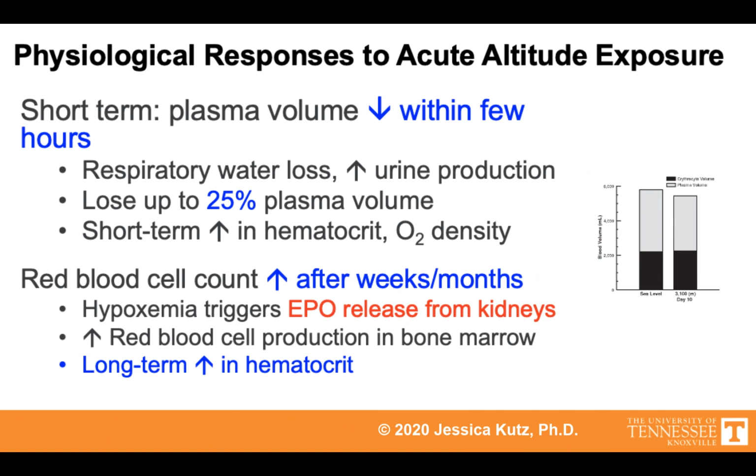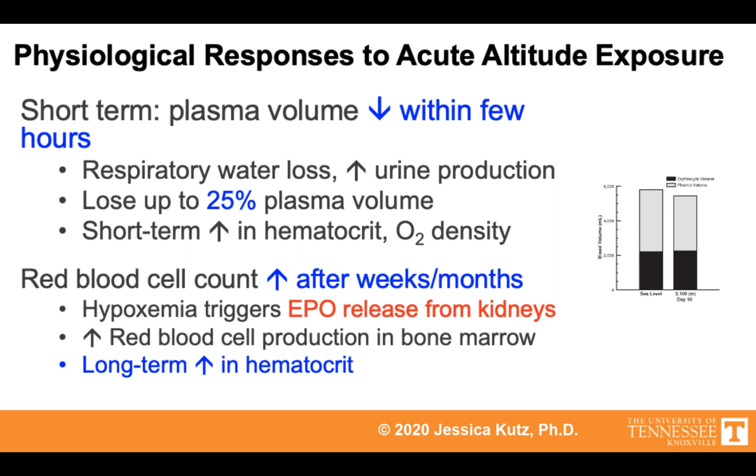So one of the short-term adaptations that we have with acute altitude exposure, meaning you go out to altitude, what are some of the very first things that are going to occur? Well, one of those acute responses is a decrease in plasma volume within the first couple of hours. If you take a look at the figure on the right, you see we have blood volume in gray, and you see that the amount of blood volume has gone down. You can lose up to about 25% of your blood volume.